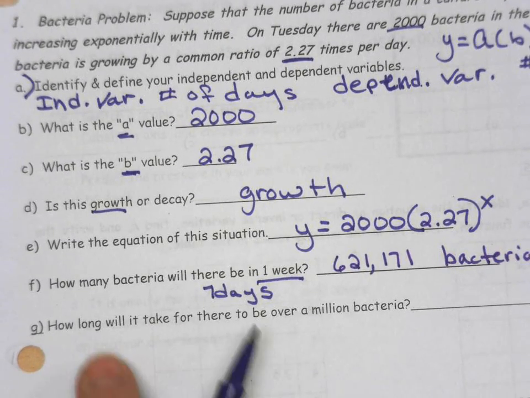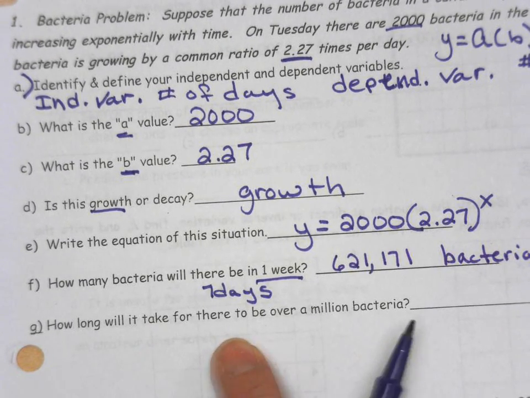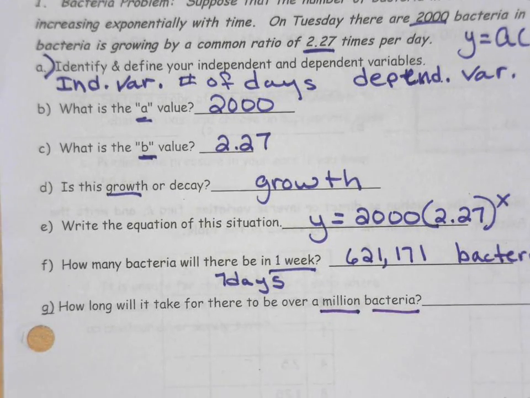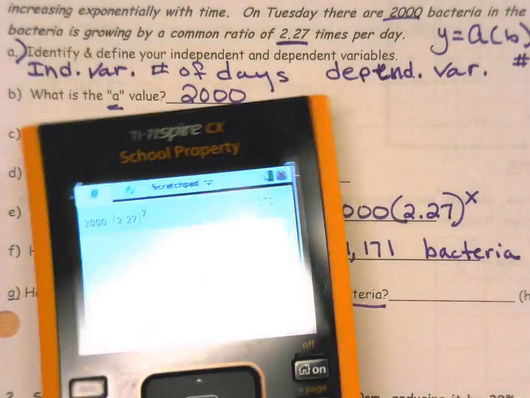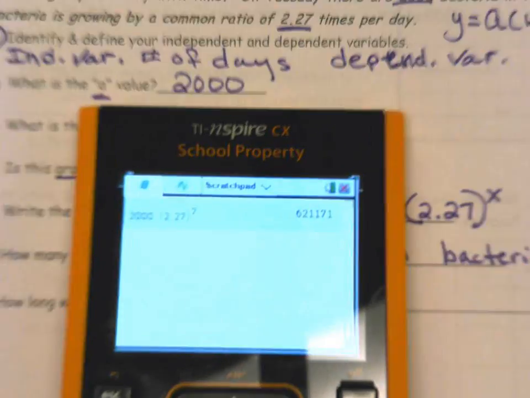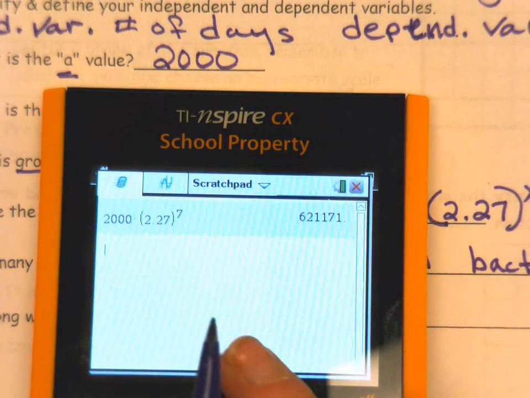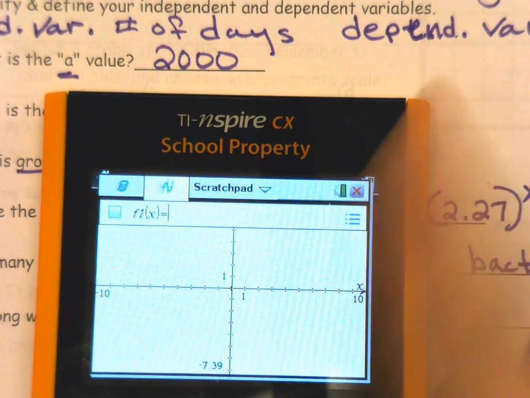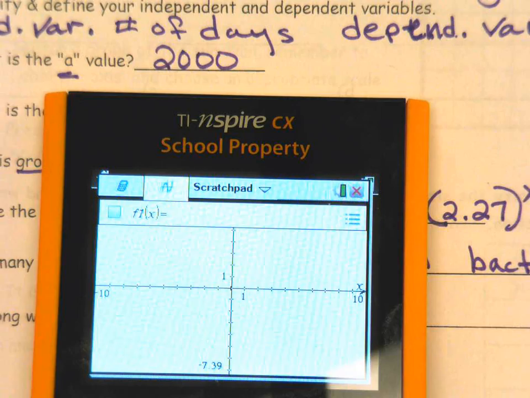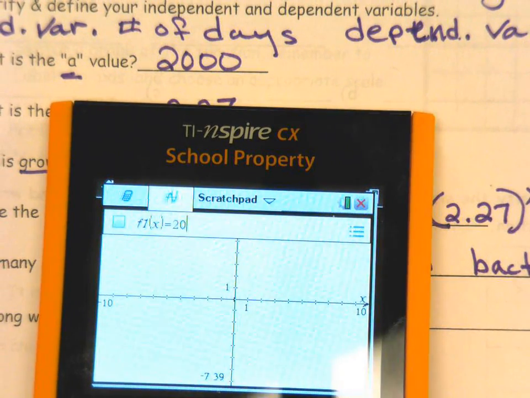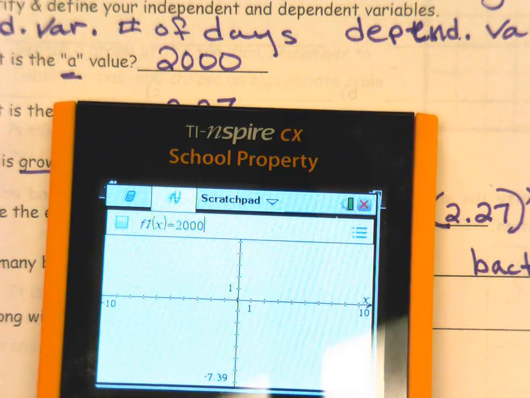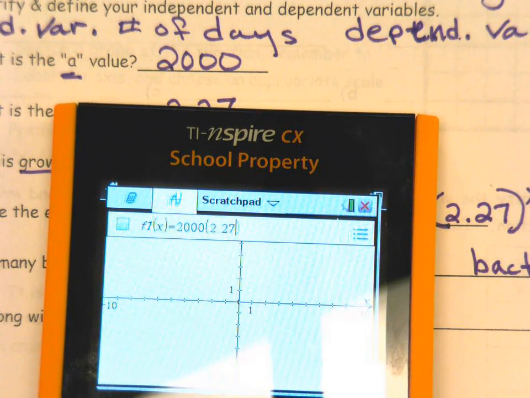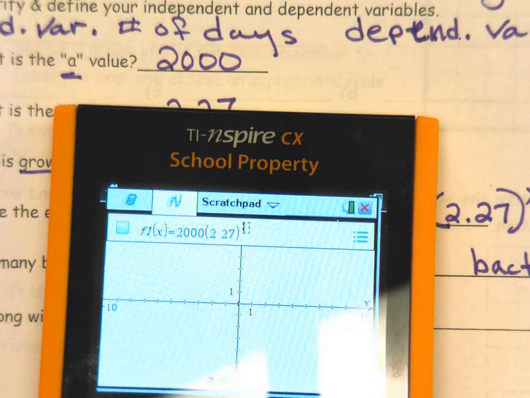This next one says, how long will it take for there to be over 1 million bacteria? For this one, I would use the calculator by putting the equation in the graph. So I would toggle to the graph, and I would go y equals, or the function of x equals, and it was 2,000, parentheses, 2.27, in parentheses, and raised to the x power.